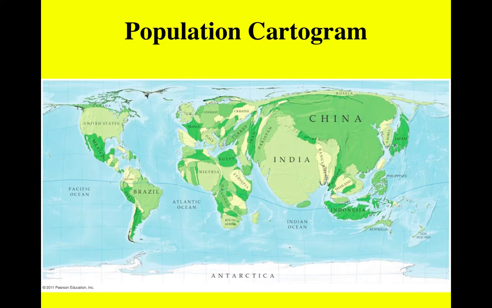It could be population, it could be Super Bowl championships, where we would be the biggest. But since China has the most population, they've now become the biggest country. India becomes the second biggest. United States becomes third biggest. And that's why Canada gets so small, so does Russia. Remember, Canada's only got about 37 million people or so.